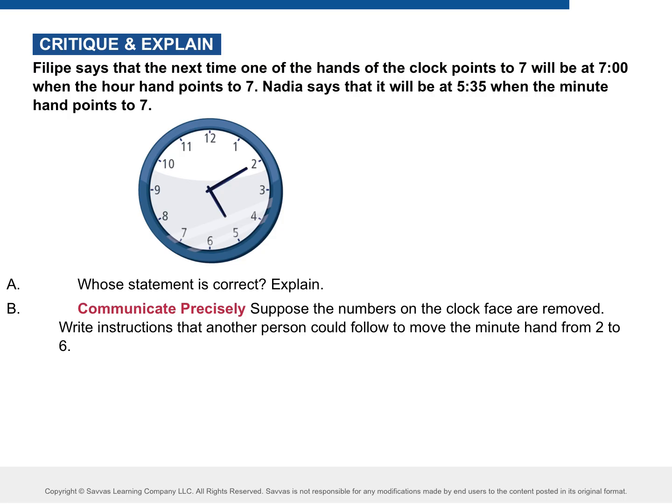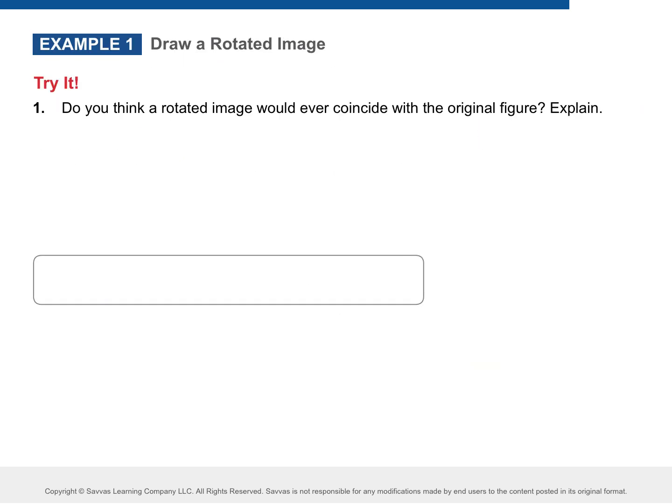On page Y, Example 1 asks, do you think a rotated image would ever coincide with, or be the same as, the original figure? Could we rotate a figure so that it ends in the same place as the original? 360, right? Yep, that's exactly what the answer is. That would be true if we rotated it 360 degrees. Now, with 180 or 360, it doesn't matter if I tell you clockwise or counterclockwise, because it's going to be the same no matter what direction you go.